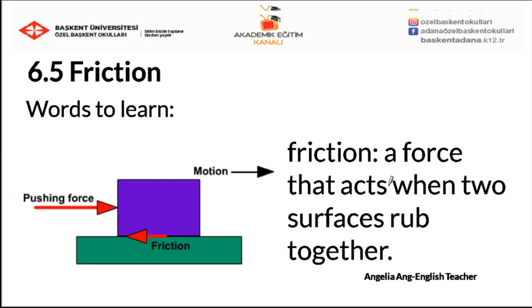6.5 Friction. Words to learn. Friction. Friction means a force that acts when two surfaces rub together. So if you push something and then this thing will move towards a certain direction, and these two surfaces will rub together and cause friction.